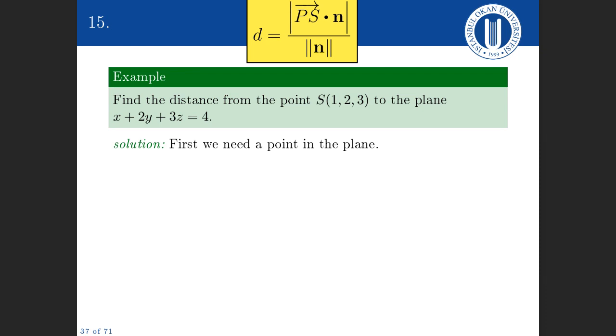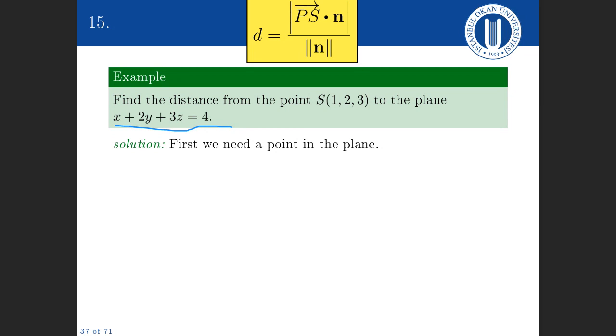Find the distance from the point (1, 2, 3) to the plane x plus 2y plus 3z equals 4. I've put the formula we're going to use at the top in the yellow box. But first, we need to find a point on the plane. We need to find some point which satisfies x plus 2y plus 3z equals 4. Of course, there's infinitely many points on the plane. We only need to find one of them, any one point on the plane.